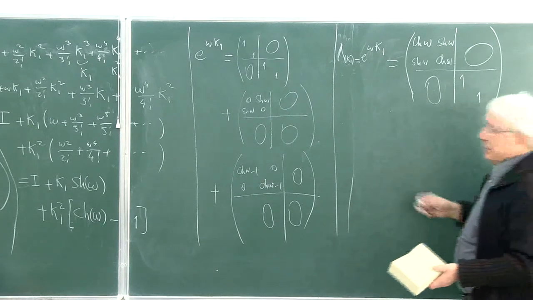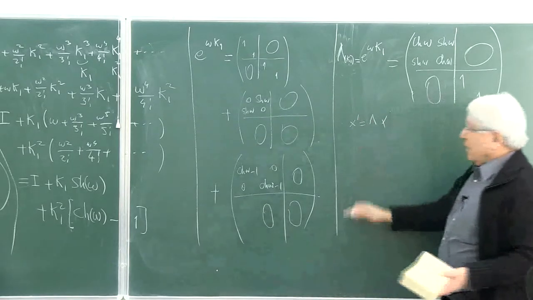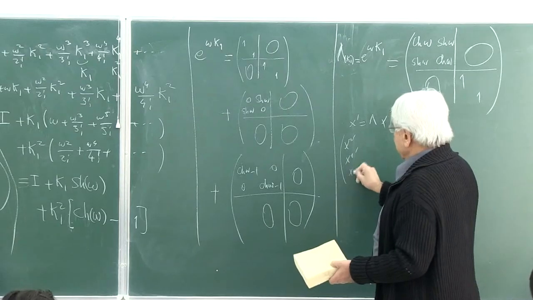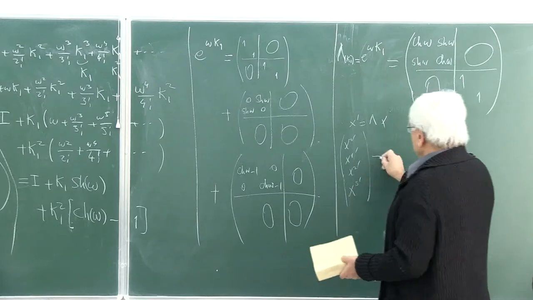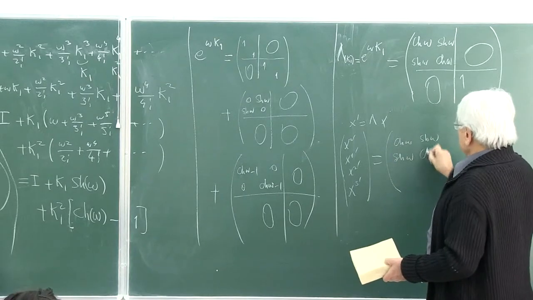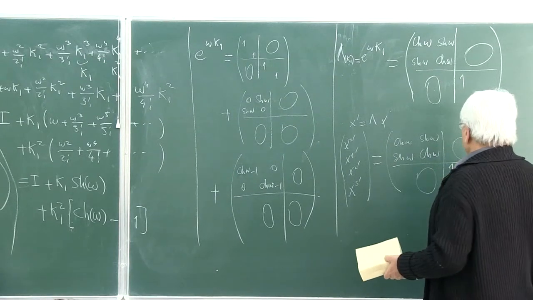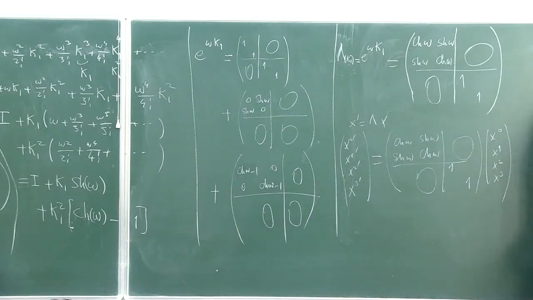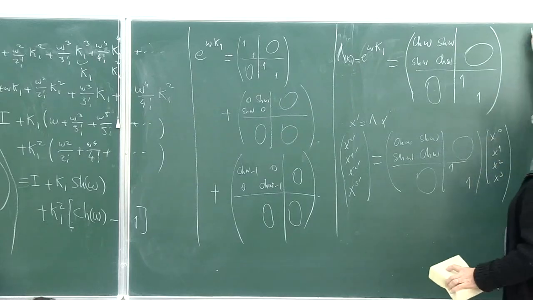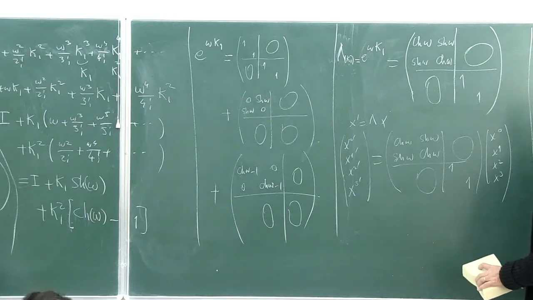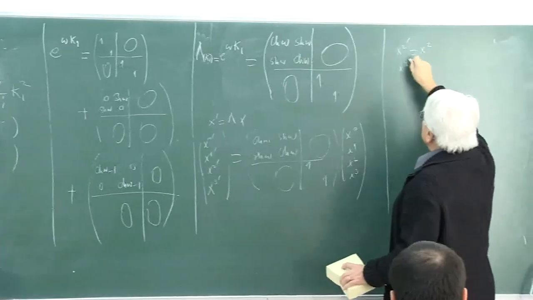Let's check. Remember, I have x prime equals lambda x in the matrix notation. In the matrix notation, we denote the x's as x0 prime, x1 prime, x2 prime, x3 prime is equal to this lambda, which is cosine hyperbolic omega, sine hyperbolic omega, sine hyperbolic omega, cosine hyperbolic omega, 0, 1, and 1, times x0, x1, x2, x3. Okay. So at the end of the day, what is it? Notice that the 2 and 3 are not affected because 2 and 3 is multiplied by that identity. Let me write it on top. X2 prime is the same as X2, X3 prime is the same as X3.